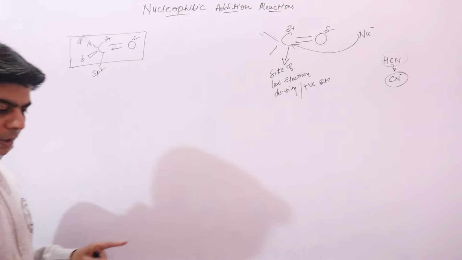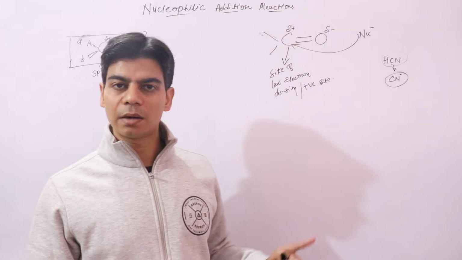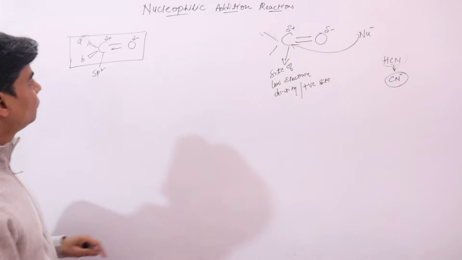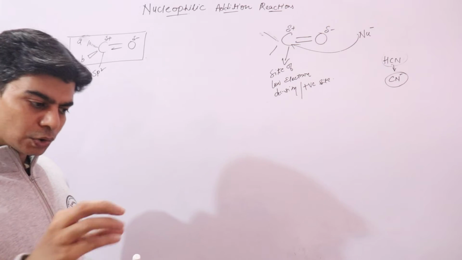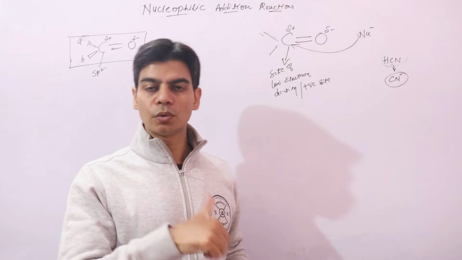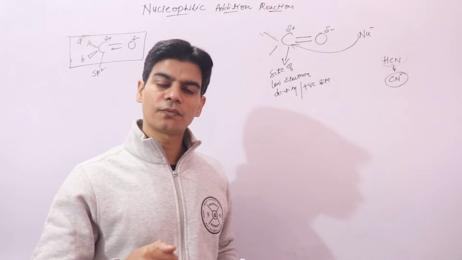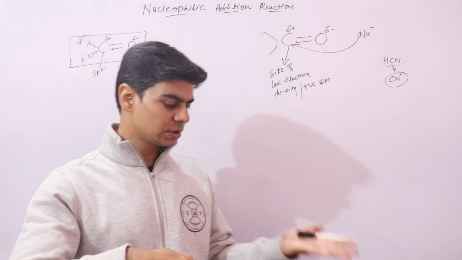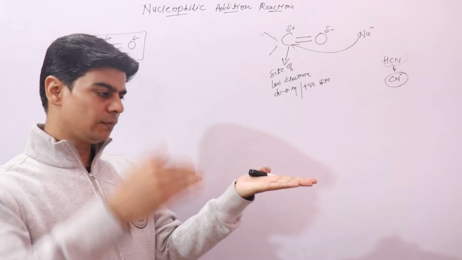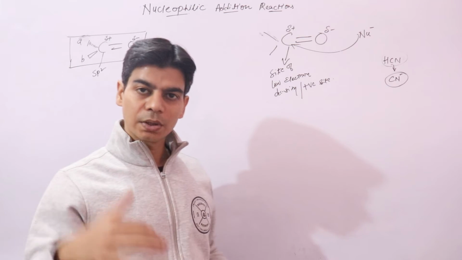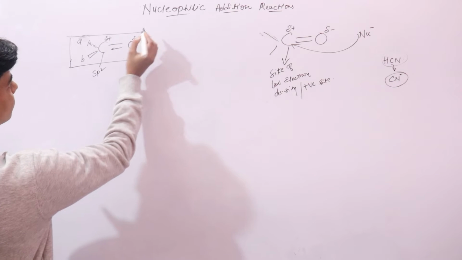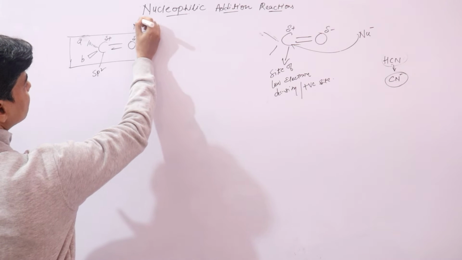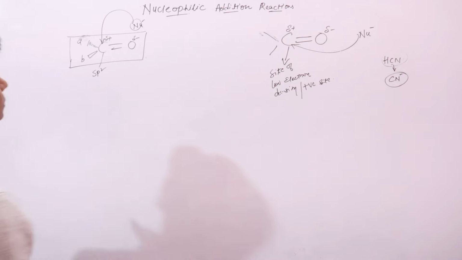Now, the nucleophile will attack this carbonyl carbon from a direction which is perpendicular to this plane. Since all these atoms are in one plane, when the nucleophile approaches this carbonyl carbon, it will approach from a perpendicular direction. If this is your carbonyl carbon, then the nucleophile will approach this way towards the carbonyl carbon, which is a site of low electron density. So it would be somewhat like this, and it will attack.